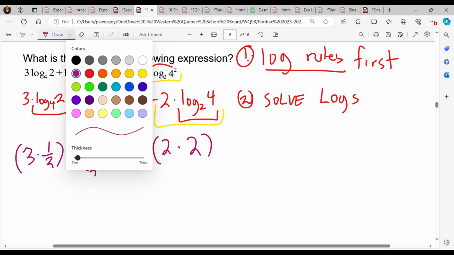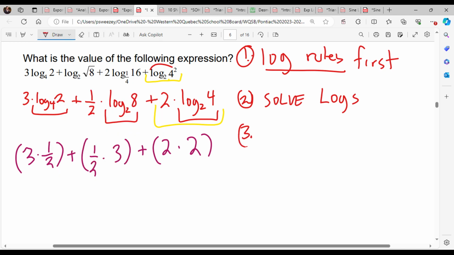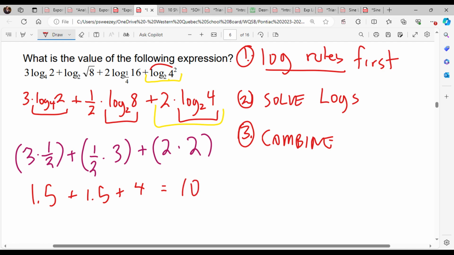So the last step on these is just to combine, right? Execute it out. So we're going to have 1.5 plus 1.5 plus 4. So 6, 4, 10 is roughly what it should be. Unless there were any subtractions in there? Was there any negative exponent? No, okay. So roughly that's where we're at with those.